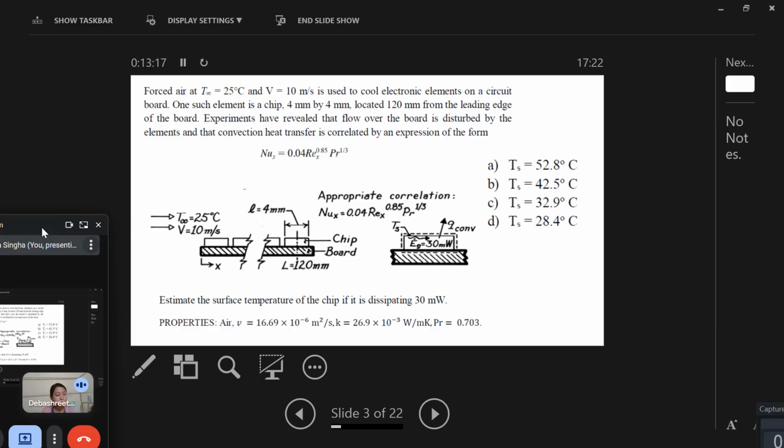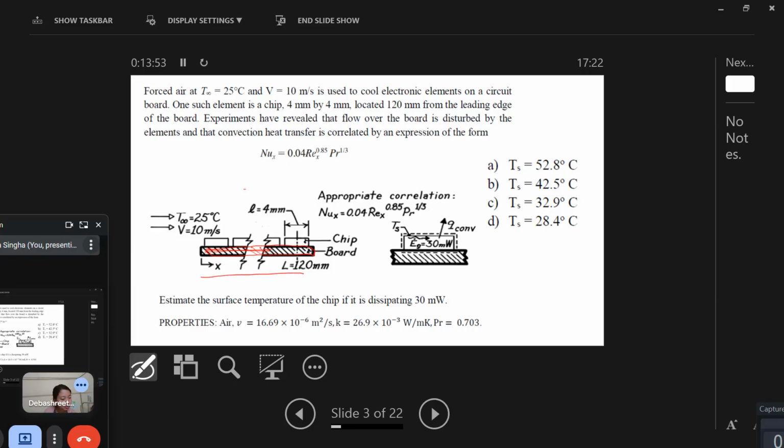So the first question is: forced air at T infinity equal to 25 degrees Celsius and V equal to 10 meters per second is used to cool electronic elements on a circuit board. Such an element is a chip 4 by 4 millimeter. So there is this circuit board. It is very long. Okay, located at 120 millimeter from the leading edge of the board.